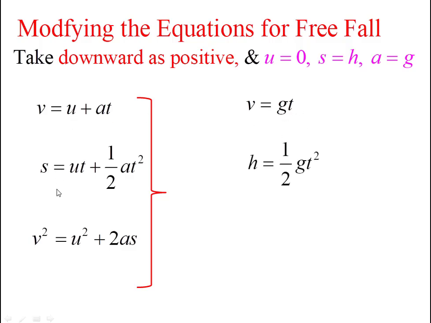This equation s = ut + ½at². By substituting s by h and a by g becomes h = ½gt², because we are considering downward as positive. And this equation becomes final velocity squared v² = 2gh. I'm simply getting these free fall equations from these very basic kinematic equations.